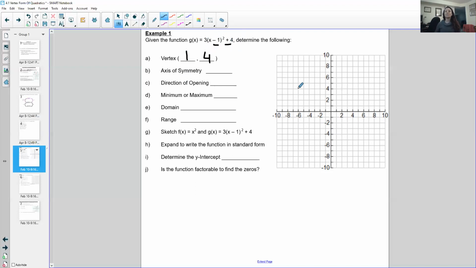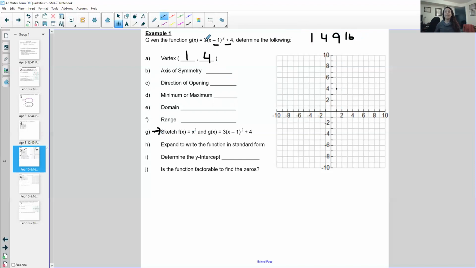Now, our axis of symmetry would go right through our vertex. Actually, before we answer these, let's sketch this guy just a bit. We know my vertex is at +1, 4. It's got this a value of 3. Now, if you remember from one of our first units, quadratics follow this step pattern, 1, 4, 9, 16, if you wanted to keep going.